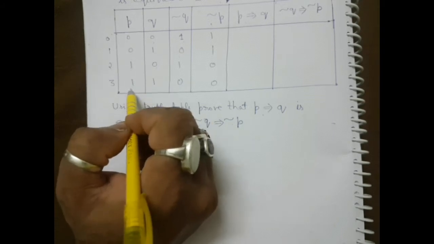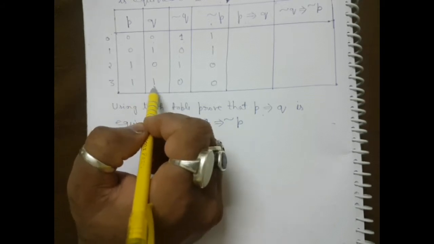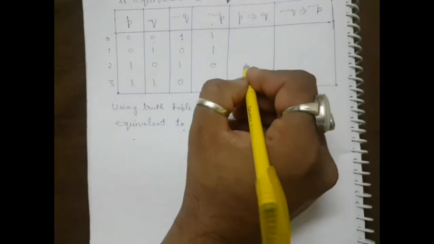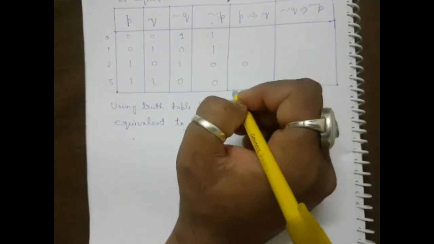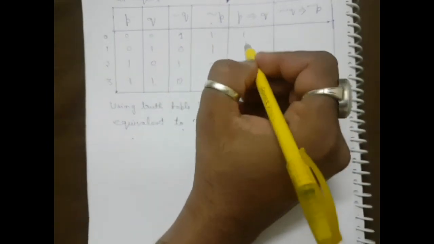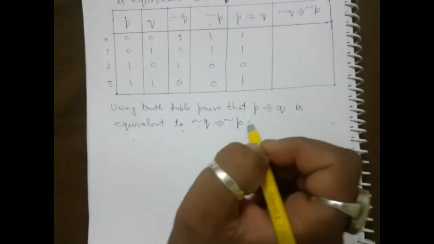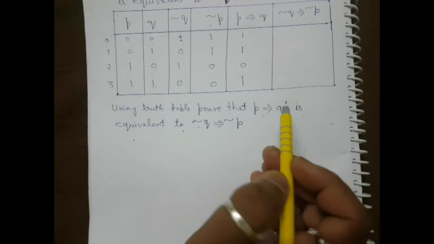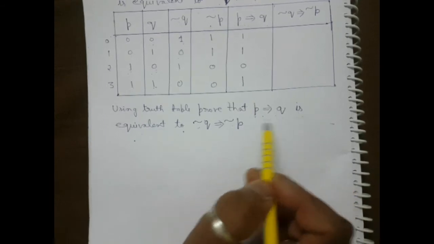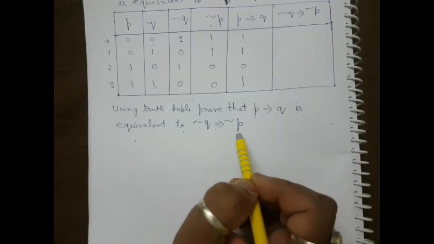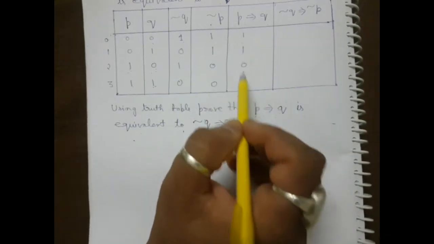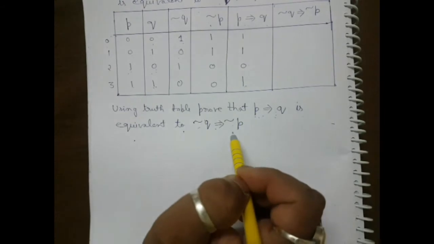Here also the antecedent is true but the consequent is true, so we don't have to write 0 for this. Only this combination will produce the output 0 or false. The rest of the combinations in the conditional will have the output 1. Alright, now p conditional q is equivalent to not q conditional not p. This part we have already done, and now we go for this part.